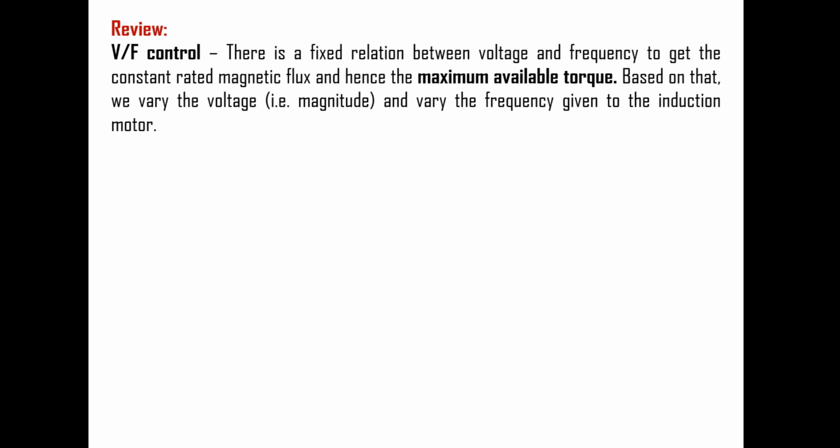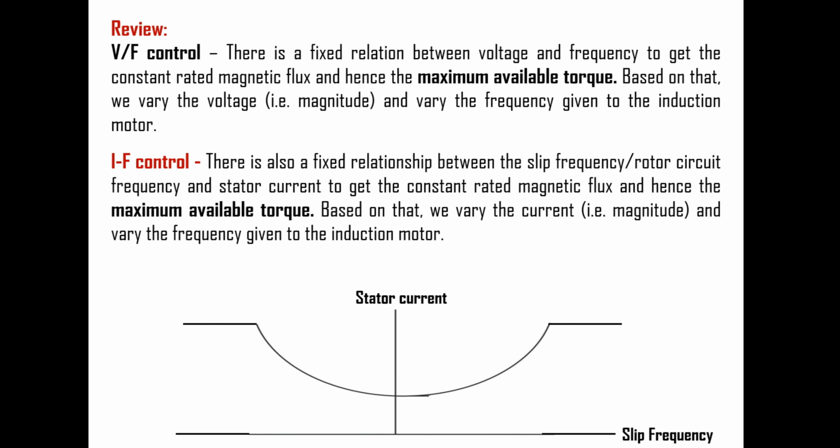First, let's review the V/F control method. We know that there is a fixed relationship between the magnitude of voltage and frequency to get the constant rated magnetic flux and hence the maximum available torque. So based on that, we vary the magnitude of voltage as well as frequency. Similarly, in I/F control, there is a fixed relationship between slip frequency, otherwise known as rotor circuit frequency, and stator current as shown here. This will give the constant rated magnetic flux and hence the maximum available torque. So based on that, we vary the magnitude of current as well as frequency.